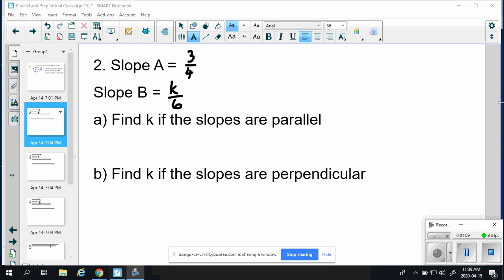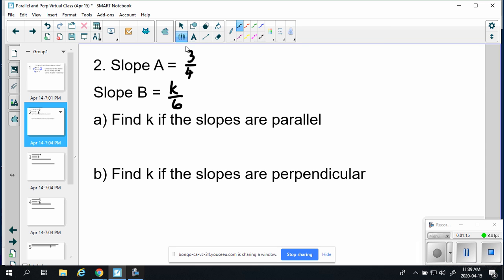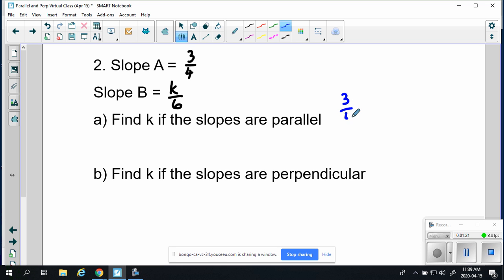If these two slopes are parallel, then they are the same. So the first moment of brilliance is realizing that if they are the same, then I can set up an equation and solve. So I can say this is equal to k over 6. And after that, the rest is just algebra. So what I would try and do is get k by itself. And that pesky 6 is in the way.